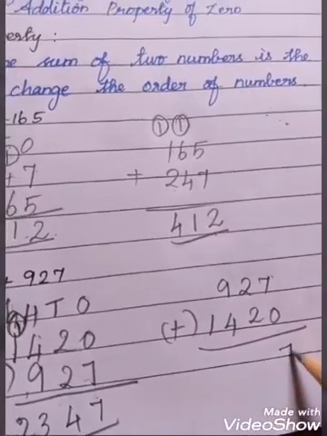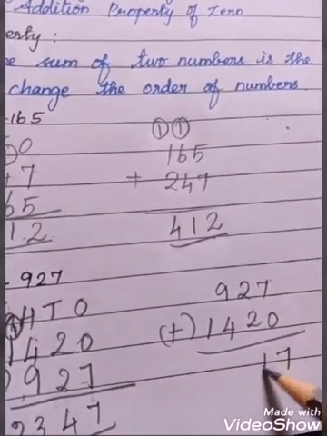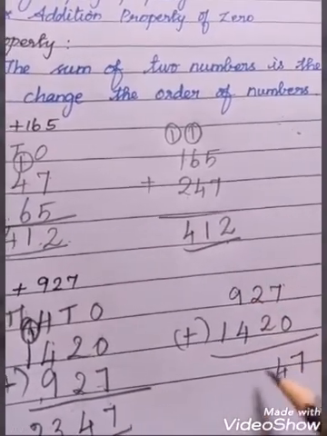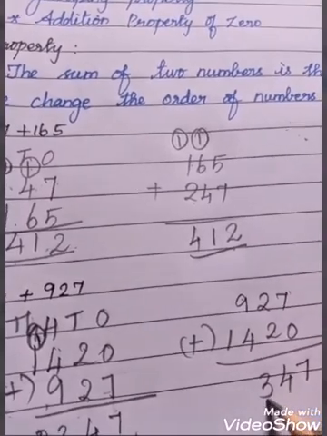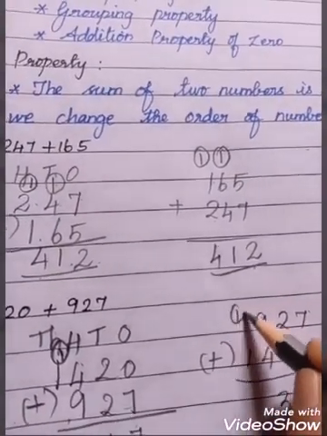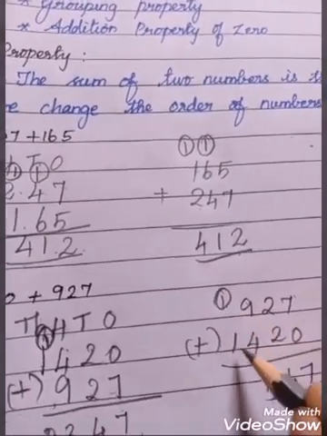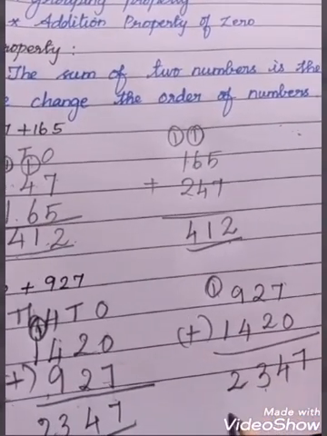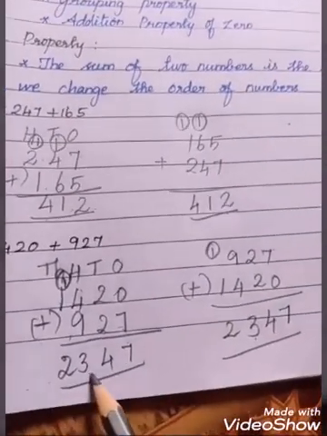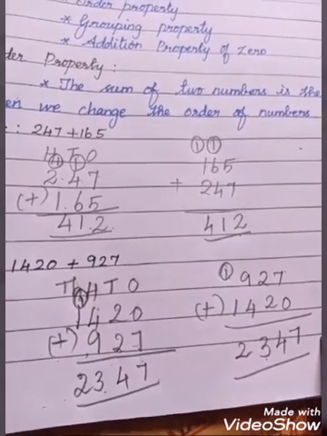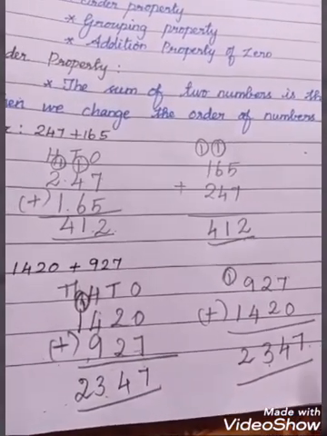Now add these two numbers. 7 plus 0 is 7. 2 plus 2 is 4. So 9 plus 4 is 13. So write here 3. 1 is carried to the thousands place. So 1 plus 1 we get 2. So listen, here the same. Both the sums have the same answers.